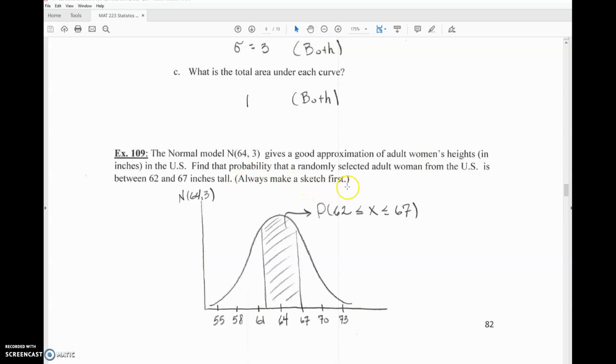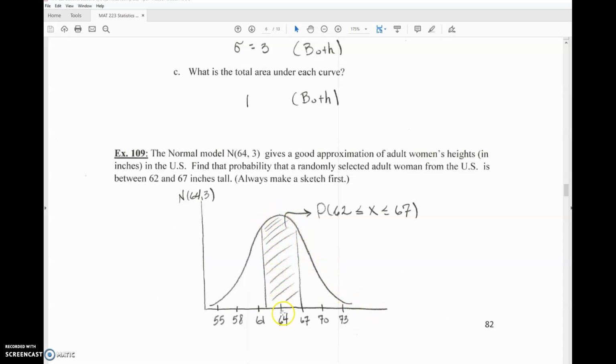So always make a sketch first. Remember that before you actually go to StatCrunch to figure this out. So I'm making a sketch of a normal model that has a mean of 64 and a standard deviation of 3, right? That's N(64, 3). So you just draw a bell curve. You don't have to be an artist. Do the best you can. Remember, the middle of it is your mean.